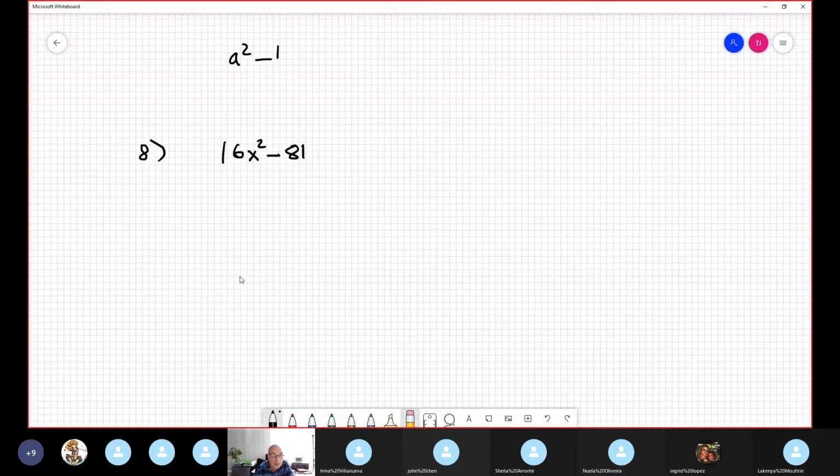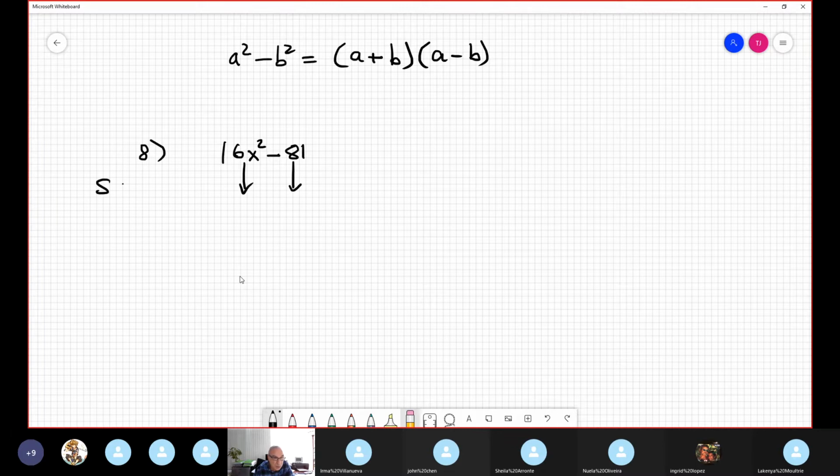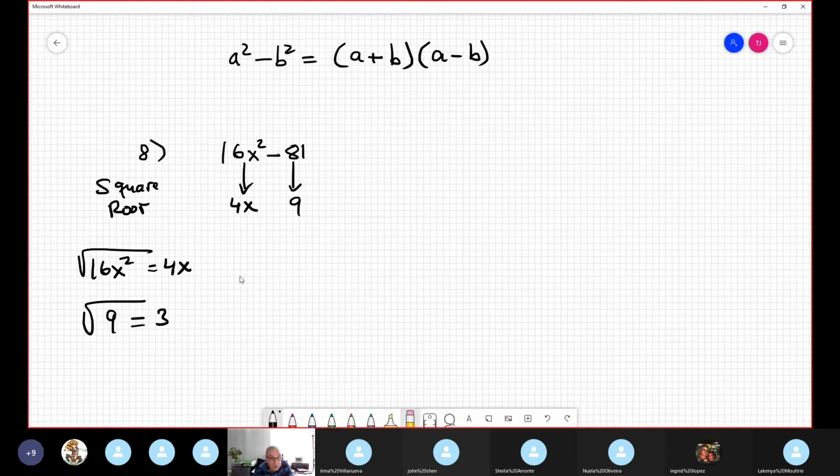A squared minus b squared is equal to (a plus b)(a minus b). I repeat again the idea that the order is not important in the factorization. Then you find the square root. This arrow indicates square root. The square root of 16x squared is 4x. The square root of 9 is 3. And these work in my formula like a and b.